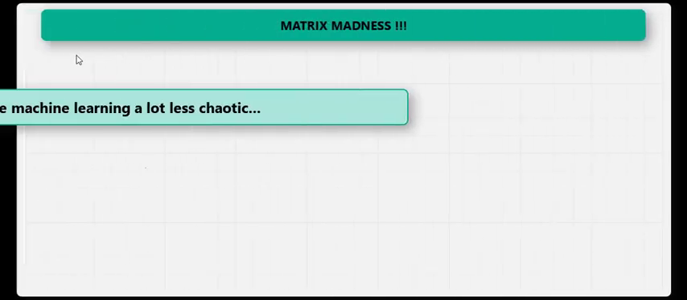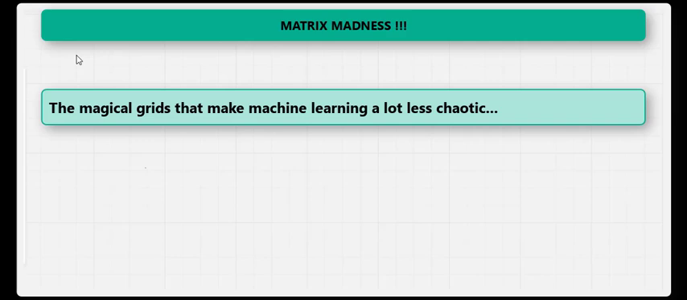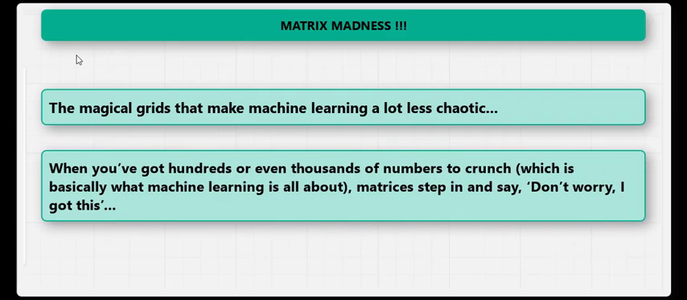Hi all. Now let's talk about matrices here. The magical grids that make machine learning a lot less chaotic. Think of them as spreadsheets on steroids. When you have got hundreds or even thousands of numbers to crunch, which is basically what machine learning is all about, matrices step in and say, don't worry, I got this.